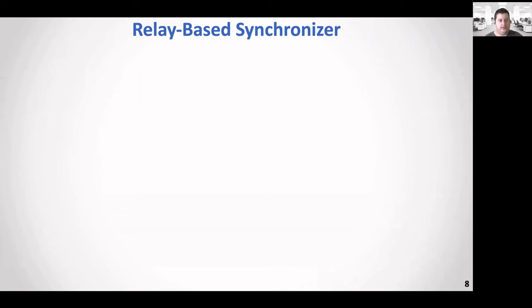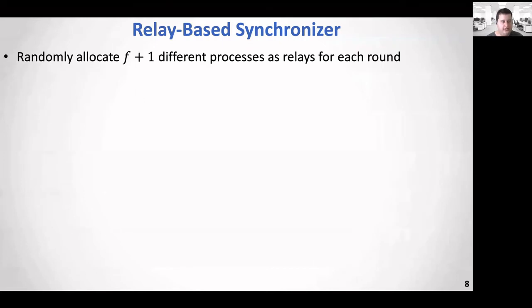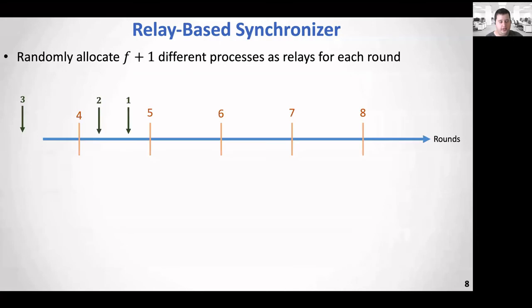The way we do it is by what we call a relay-based synchronizer. It starts by randomly allocating F+1 different processes, which act as relays for each round. So let's look at an example. We have processes 1 and 2 currently in round 4, and they want to enter round 5, and process 3 is somewhere behind. And like I said, we randomly allocate processes which act as relays. In this example, I'm sure you've seen Game of Thrones, so you know that the first and second relays of round 5 are Byzantine, and the third one is correct.